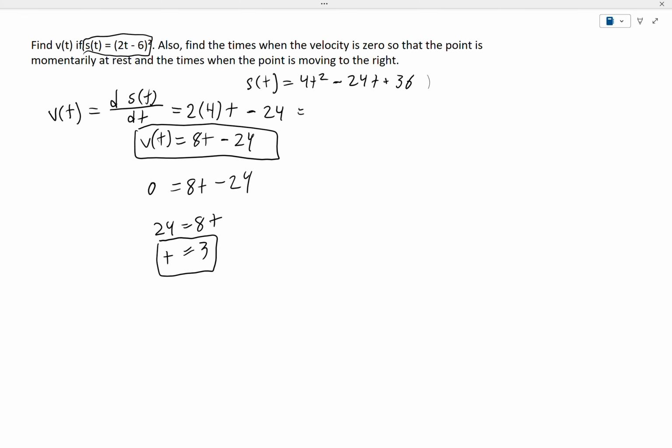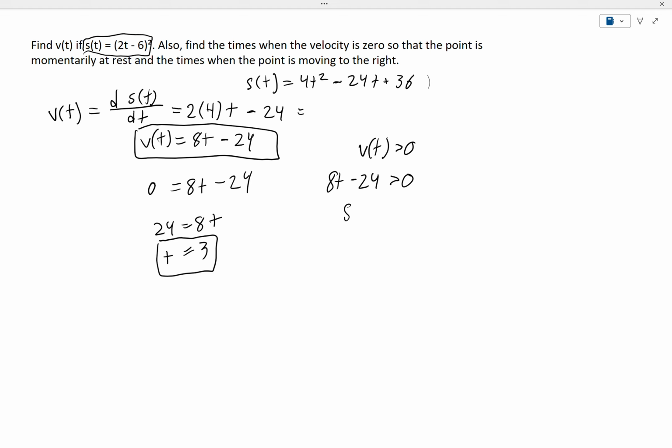And for the final part of this problem, we're supposed to find the times when the point is moving to the right. And if something is moving to the right, that means that v of t is greater than 0. v of t is positive. If the velocity is positive, it's moving to the right. If the velocity is negative, it's moving to the left. So in for velocity right here, I'm just going to put our equation that we found by taking the derivative. So I'm going to get 8t minus 24 is greater than 0.